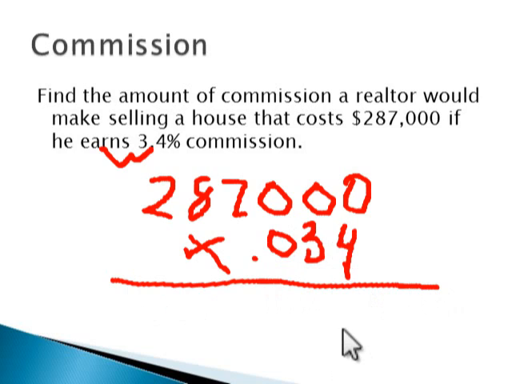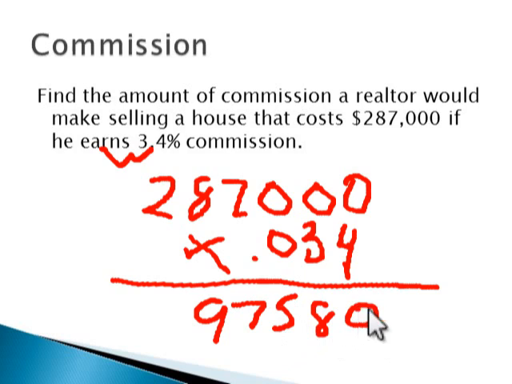So 3.4% doesn't seem like a lot of money, but when you multiply 287,000 times 0.034, you get 9,758,000. Now, of course, that number does not make sense for somebody to make that amount of money for selling a house. But that's because we left out the part where we have to put the decimal point in our answer. So we have 3 decimal places in our problem. We have to have 3 decimal places in our answer, 1, 2, 3.